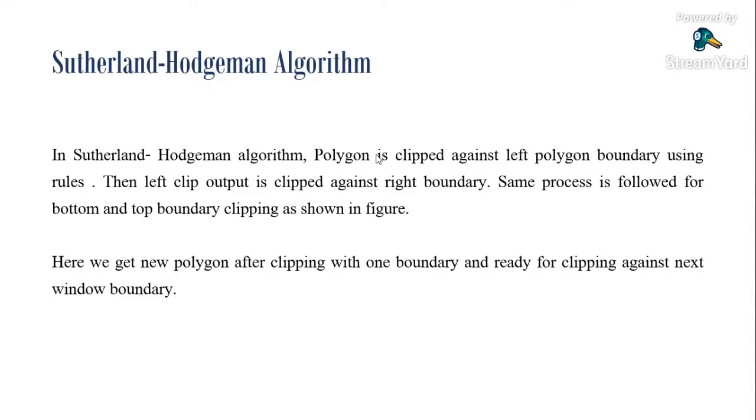Now see here, in Sutherland-Hodgeman algorithm, as I have explained, the polygon is clipped against the left boundary using the rules. There are 4 rules, and that we'll discuss later. Then that left clip output is clipped against the right boundary. The same process will be followed for bottom and top boundaries as well.